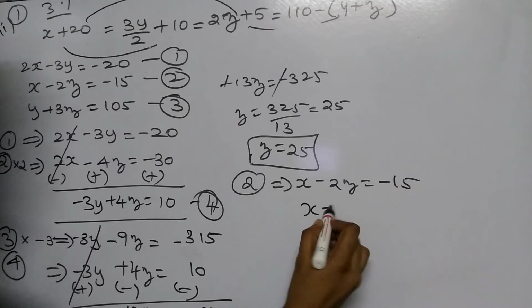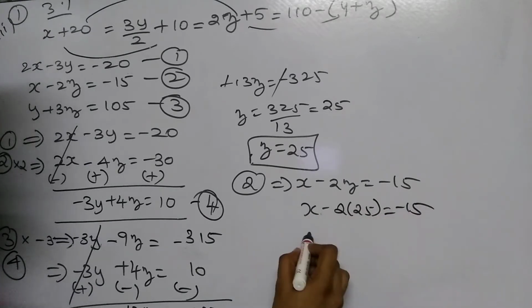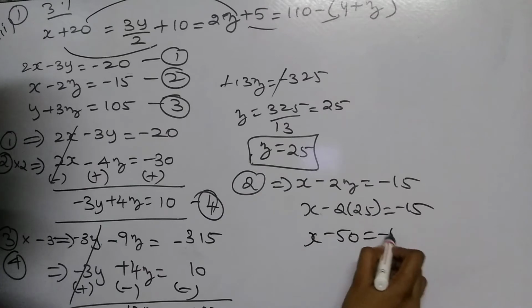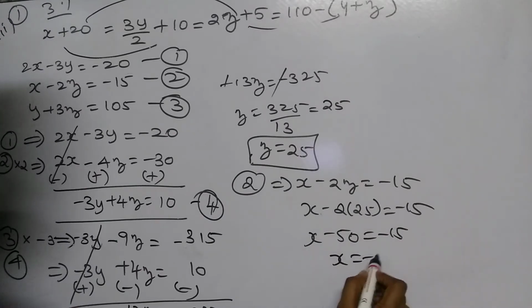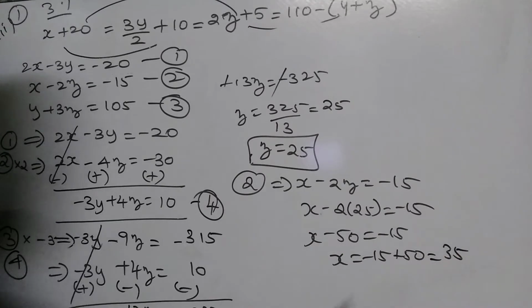So x minus 2 times 25 equals minus 15. x minus 50 is equal to minus 15. So x is equal to minus 15 plus 50. Bring that 50 to the other side. 50 minus 15 is 35. So your x value is 35.